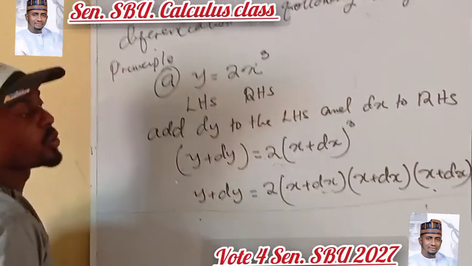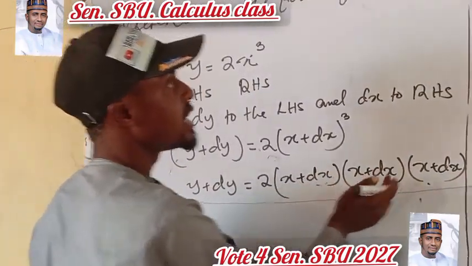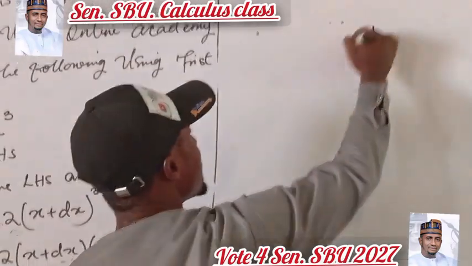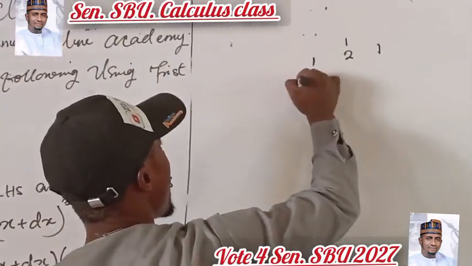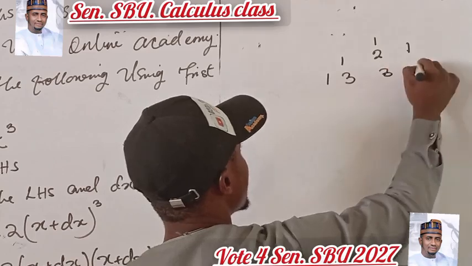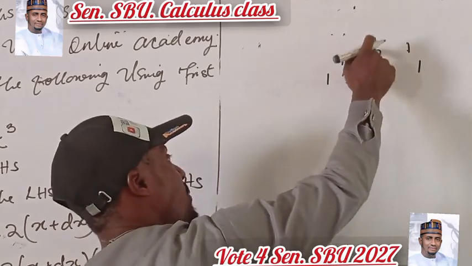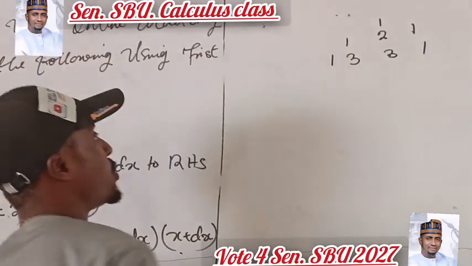Now, if you recall, using our Pascal rule, for bracket 3, if you remember, we have 1, 1, 1. 1 plus 1, 2. 1. 1 plus 2, 3. 2 plus 1, 3. And then 1. Bracket 1, bracket 2, bracket 3. We are here. This is what we are going to use.